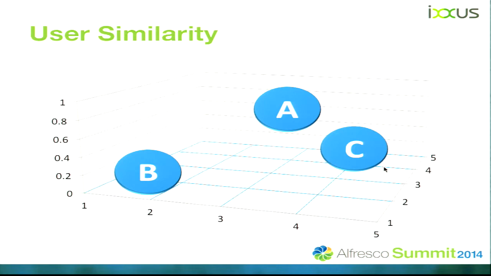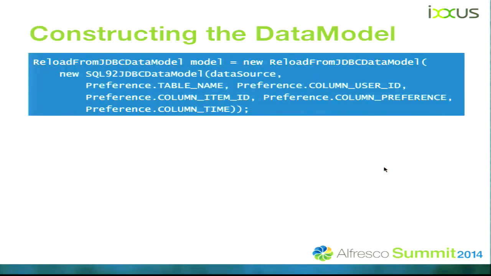So now to look at some of the code behind it. This is just the standard Mahout API to construct the data model. You pass in a data source, you give it a table name. You don't have to necessarily use those if you're using the default preference table, but you can tell it where to pick up all the items it needs, wrap it in a data model, and then you can tell it that it's a reloadable data model.